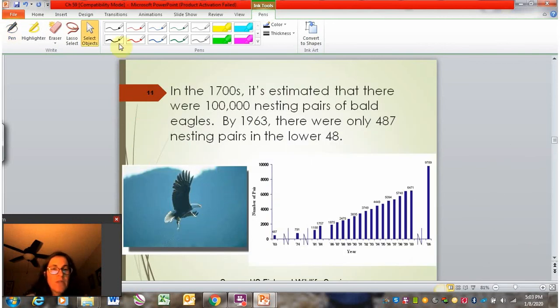One of the birds that was really affected by DDT was the American bald eagle. This is the national bird of the United States. In the 1700s, it's estimated that there were 100,000 nesting pairs of bald eagles in the lower 48 states. But by 1963, there were only 487 nesting pairs. So that was a major, major decline. And there was a host of reasons, not just DDT, for that decline, including, of course, habitat loss due to humans, hunting, and other issues.